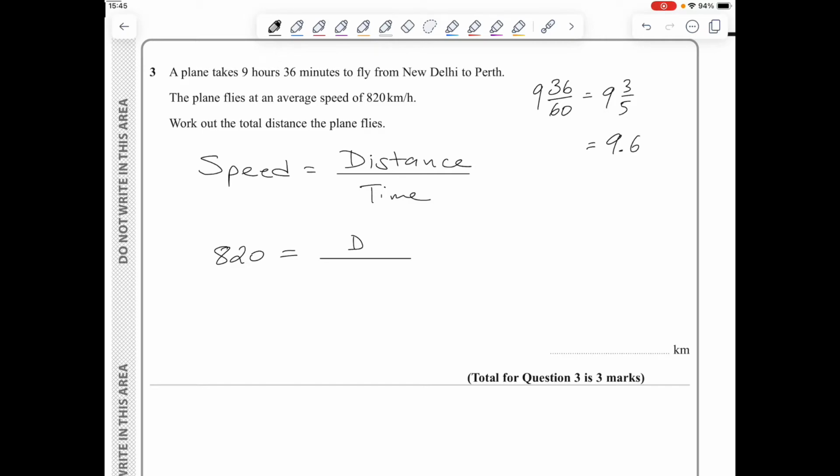Now you can simplify this one as 9 and 3 over 5, or you can even write it as a decimal, 9.6. I'm going to use the mixed fraction form, and if I cross multiply, my distance will be 820 times 9 and 36 over 60. Note there's a button on the calculator dedicated for mixed fractions. Use that one, and if you do, you'll get an answer of 7,872 kilometers.